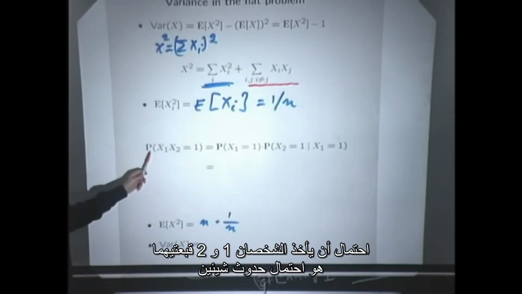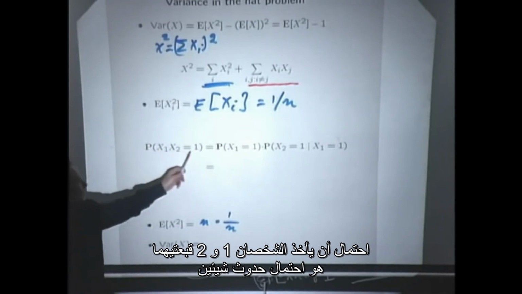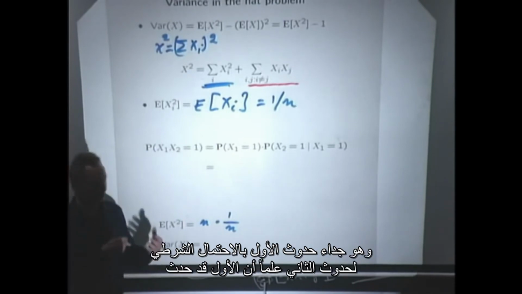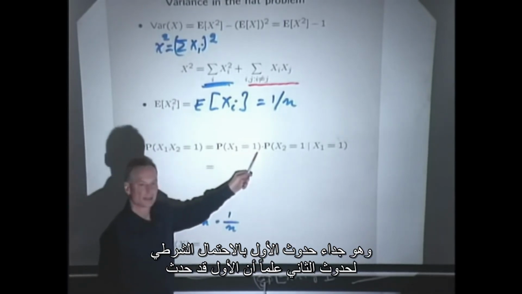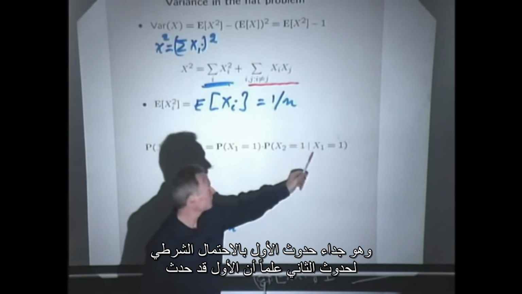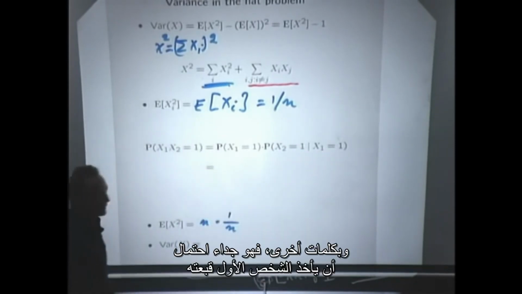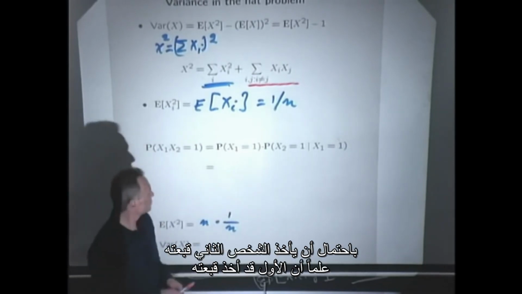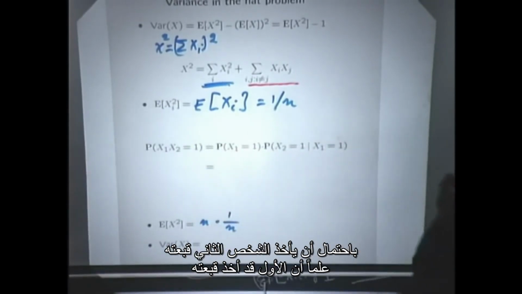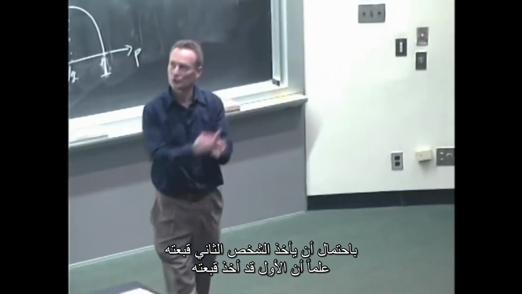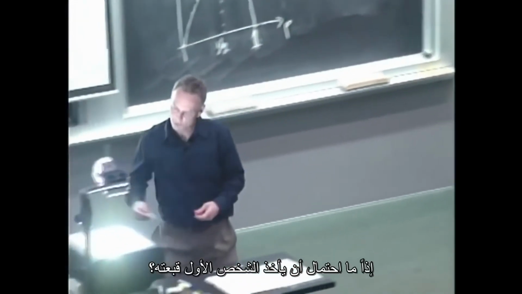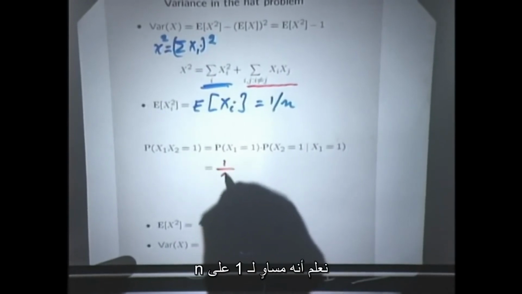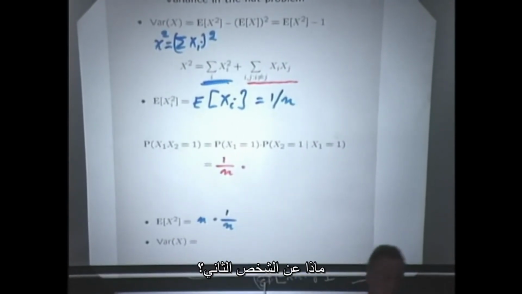The probability that person 1 and person 2 both picked their own hats is the probability of two things happening, which is the product of the first thing happening times the conditional probability of the second given that the first happened. And in words, this is the probability that the first person picked their own hat times the probability that the second person picks their own hat given that the first person already picked their own. So what's the probability that the first person picks their own hat? We know that. It's 1 over n. Now, how about the second person?